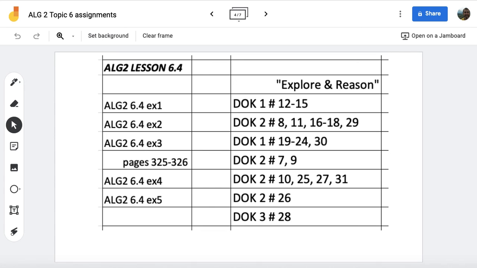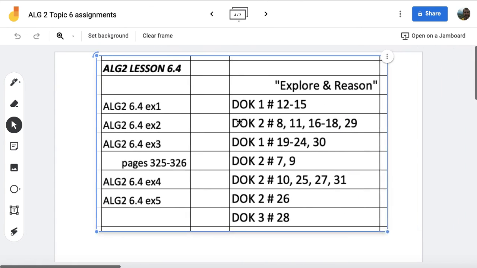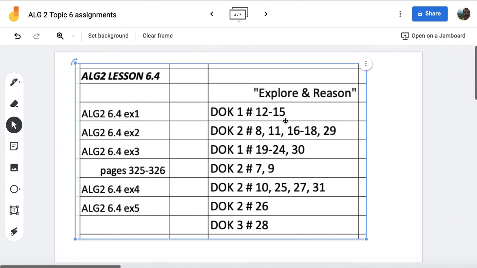And homework: 12 through 15 on pages 325 to 326.